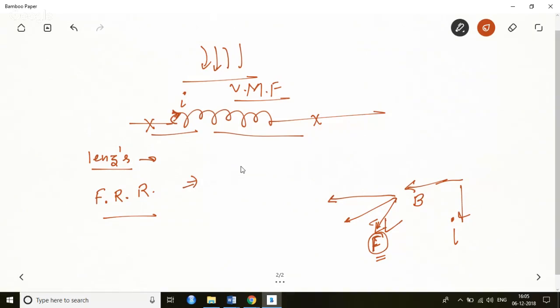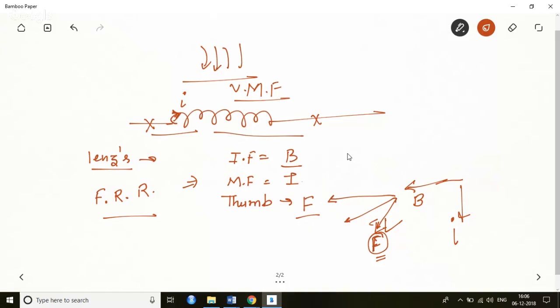The three fingers used are, I am writing here, the index finger tells me the direction of magnetic field, middle finger tells me the direction of current, and thumb tells me the direction of motion or force. So this is how it is.